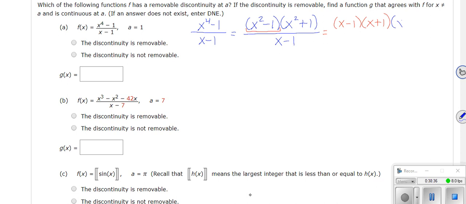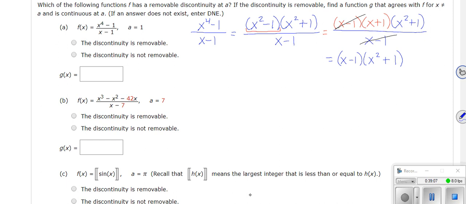Then we still have the x squared plus 1, and of course that's still over x minus 1. The x to the 4th minus 1 was a difference of 2 squares, and then half of that was still a difference of 2 squares. Now I've got these x minus 1s that'll cancel. That leaves me with the function x minus 1 times x squared plus 1. That's my g of x.